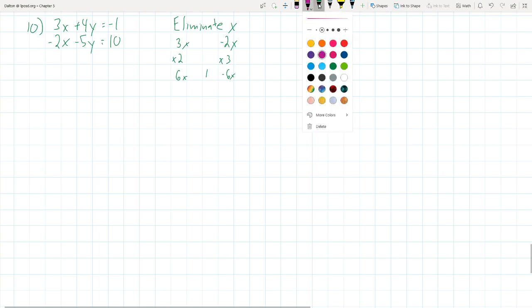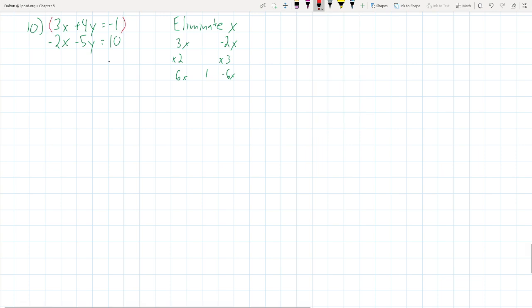So let's show that. Oh, I'll change this one. So we're going to multiply the 3 one by 2 and the 2 one by 3. So what I wind up having is 6x plus 8y equals negative 2. And I distribute that 3 out throughout all of it. So I get negative 6x minus 15y equals 30.